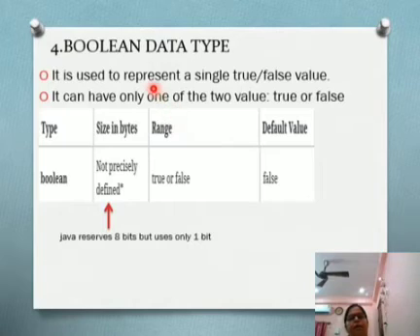In Boolean data type, as we all know, previously it is known that Boolean data types present only a single value. It can be either true or false. It can have only one of the values, true or false.